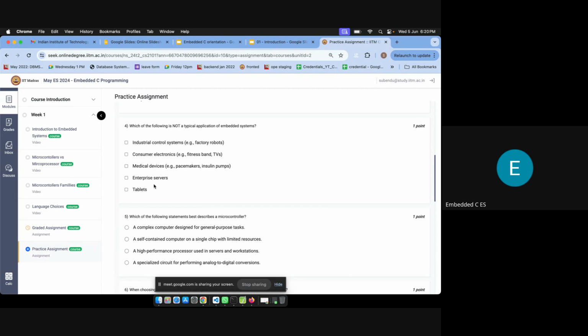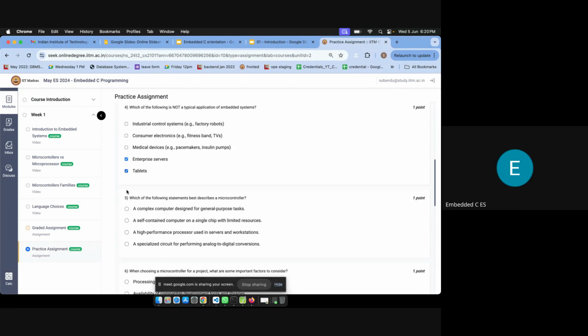Enterprise server, I think this is not an embedded system, right? No, sir. Yeah, and tablets. Tablets are generally for general purpose use, so a tablet is also not an embedded system, right? No, sir. Yeah, so these are the two correct options.